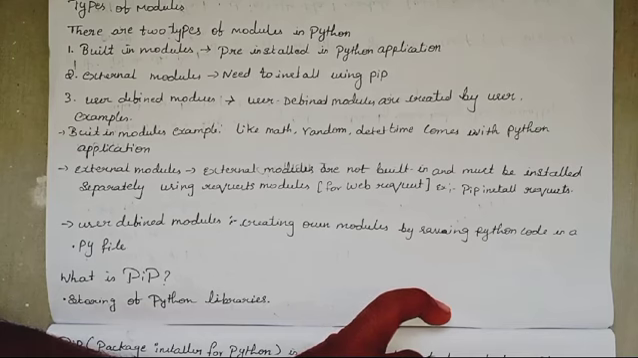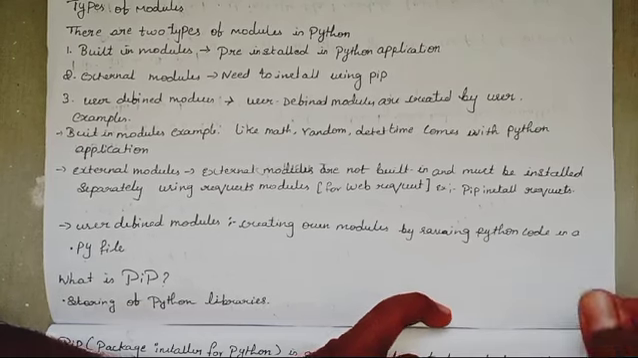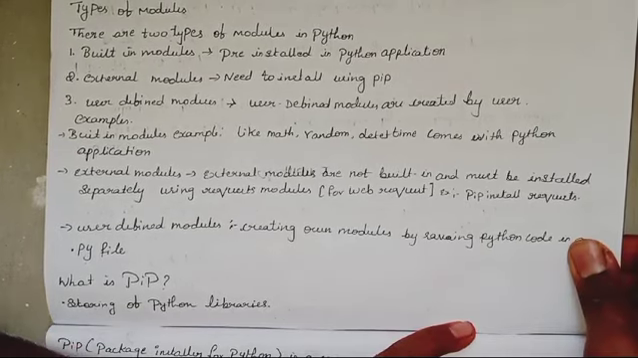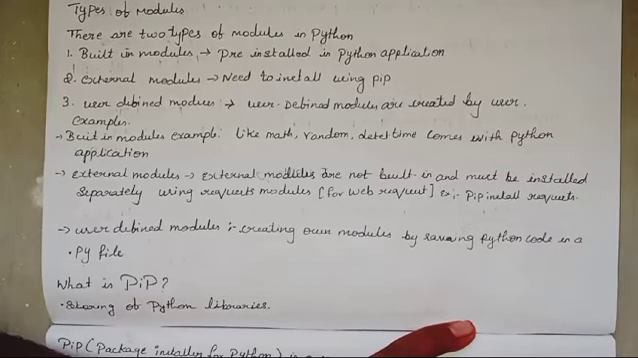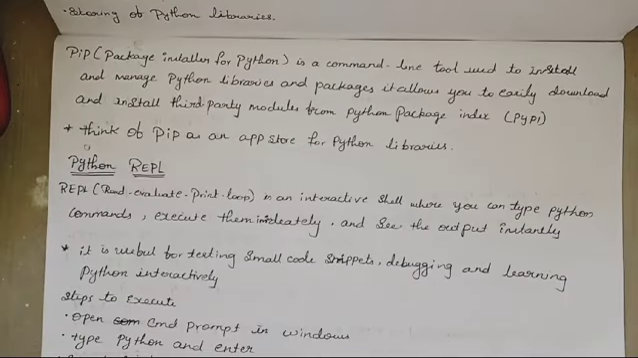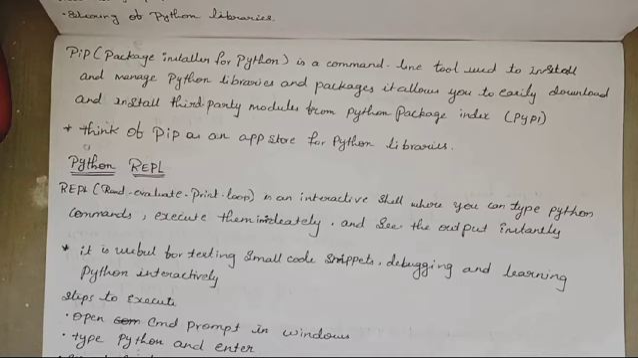What is pip? We will discuss pip now. You can think of pip as a store of Python libraries. Pip is a package installer for Python. It is a command line tool used to install and manage Python libraries and packages. It allows you to easily download and install third-party modules from the Python Package Index. Think of pip as an app store for Python libraries. We can install many libraries using pip.